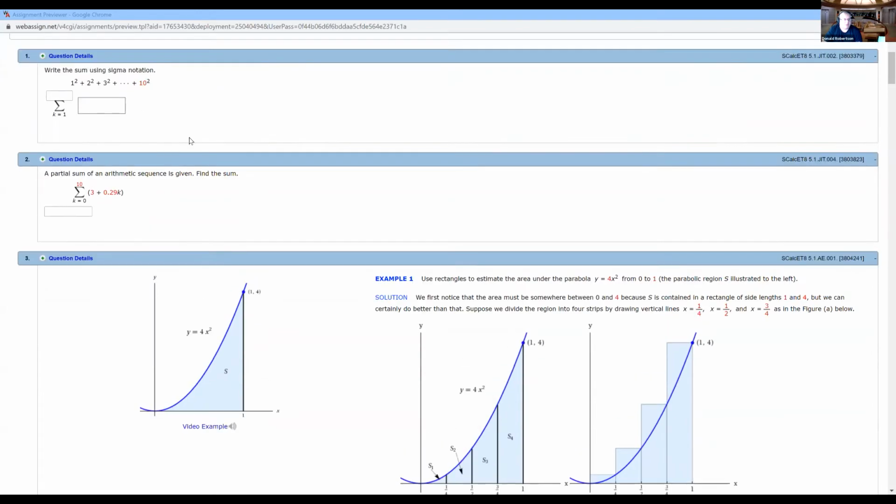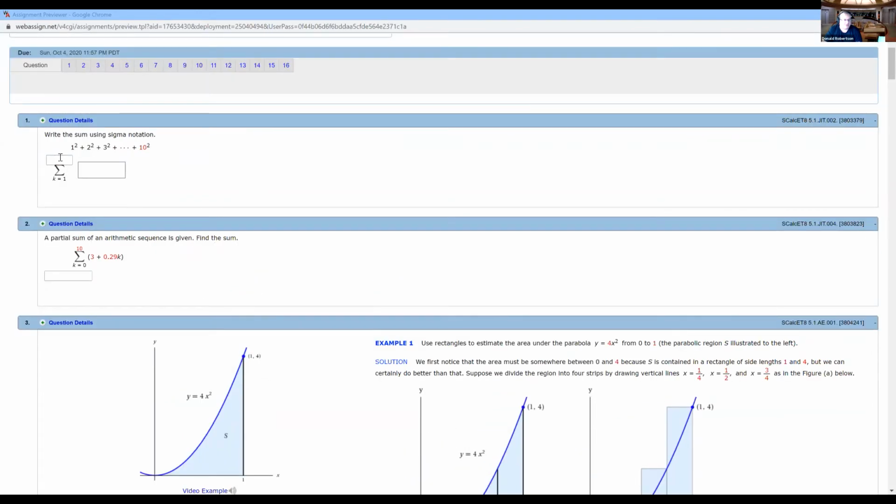Right now, question 1 is basically just fill in some missing guys. So let me do this one. You're going to do 1 squared, 2 squared, 3 squared, 10 squared. So it's going to go k equals 1. Would you agree that in this story that's 10? Now, what would go in here to make this sum happen? What function of k would you use here to make that happen?